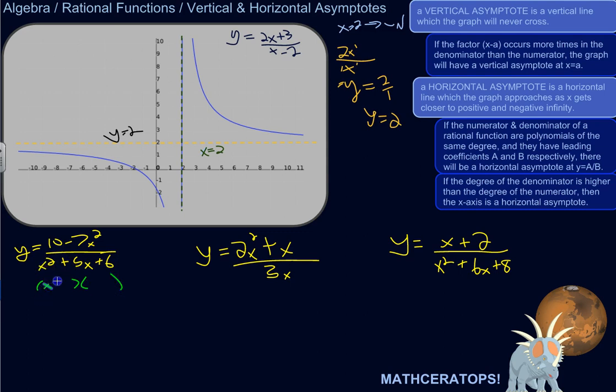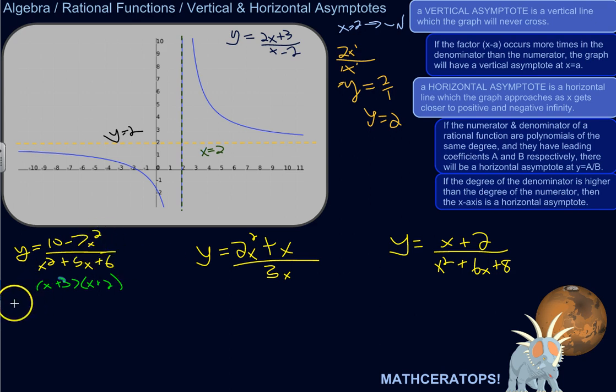So we could have x plus 3, x plus 2, because 3 times 2 is 6 and 3 plus 2 is 5. So we've got these factors. And do we have either one of those factors in the numerator? No, there's not really a way I can factor the numerator to get x plus 3 times something or x plus 2 times something. So both of these factors occur more times in the denominator than the numerator.